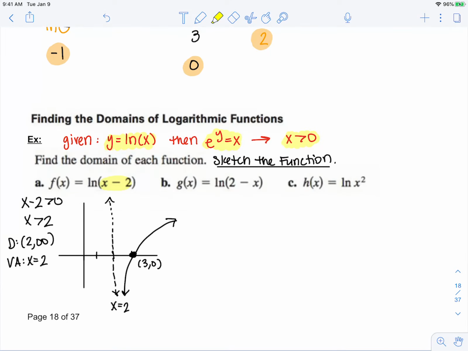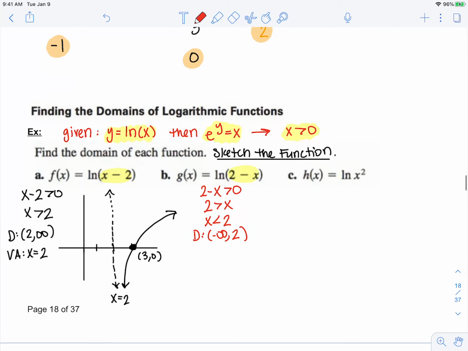So now here in part B, 2 minus x is greater than 0. So for my domain, I know 2 minus x must be greater than 0, which means that 2 is greater than x, or x is less than 2. So if x is less than 2, my domain is from negative infinity to 2. So if I want to do a quick sketch of this, I know I'm going to have a vertical asymptote at x equals 2.